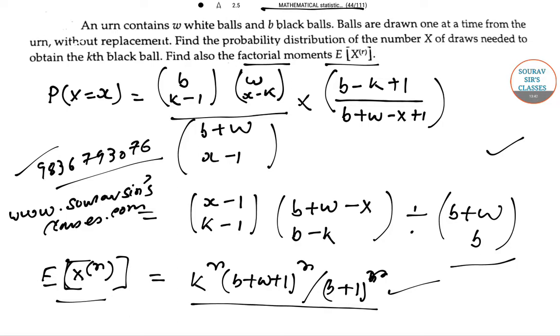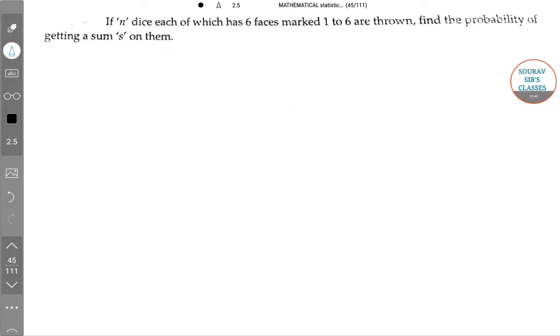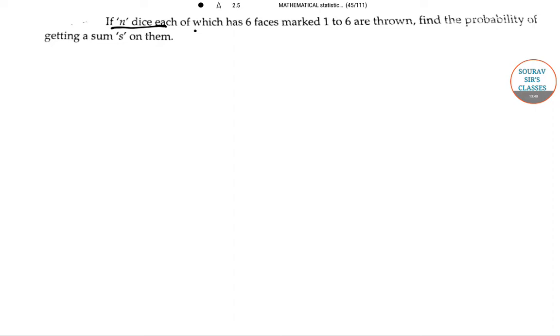Now we'll go to the next question. So the next question goes like this. If n dice, each of which has 6 faces marked 1 to 6, are thrown, find the probability of getting a sum small s on them. So we'll simply go to this and solve it.